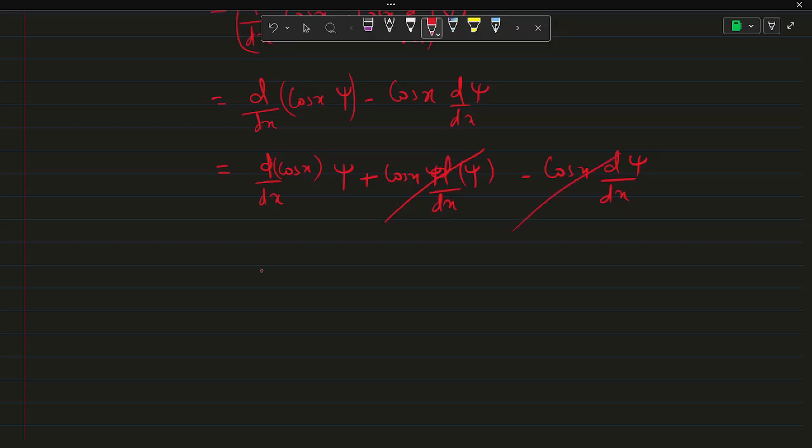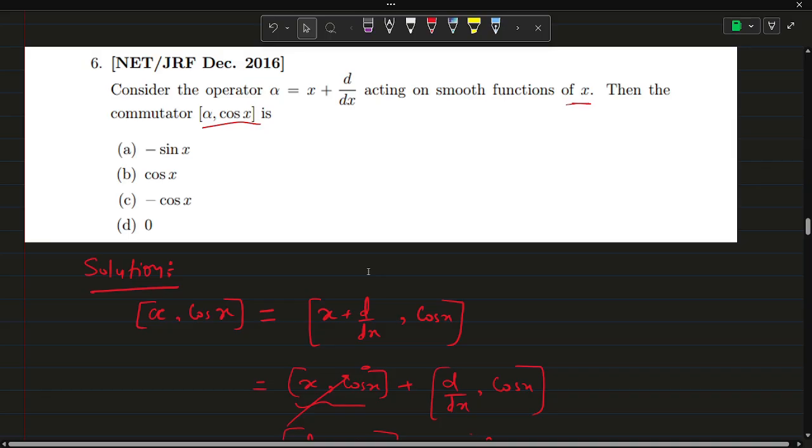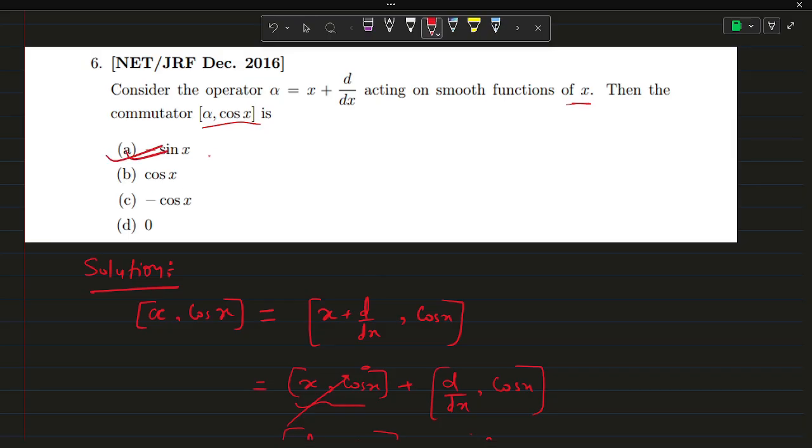This cancels out. So what we are left with is d upon dx of cos x, applied to psi. The derivative of cos x gives minus sin x psi. So the operator operated on the wave function gives minus sin x, so the solution will be minus sin x. Let's see the options here: option A is the answer.